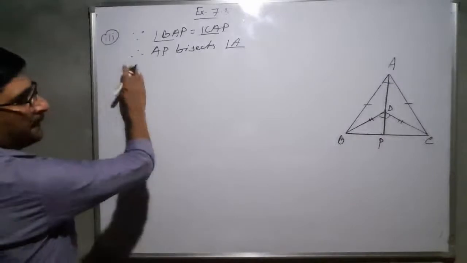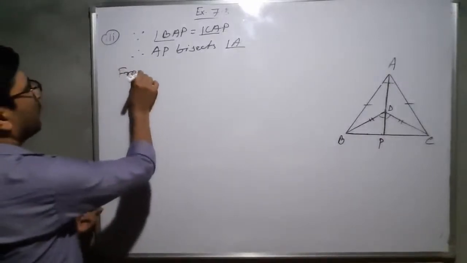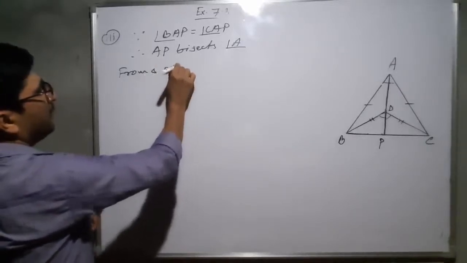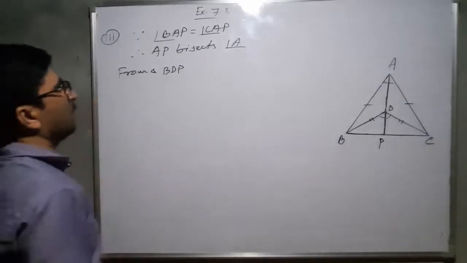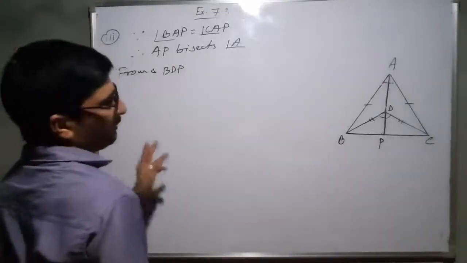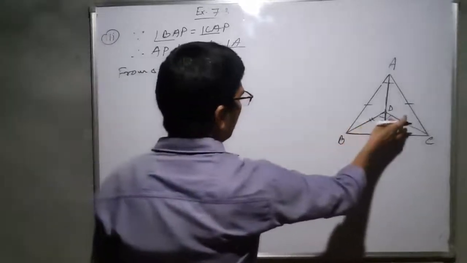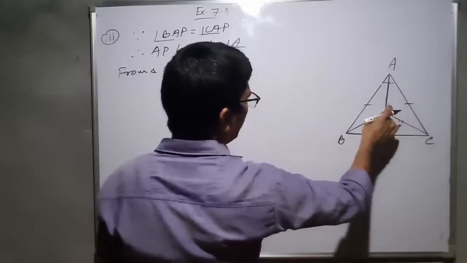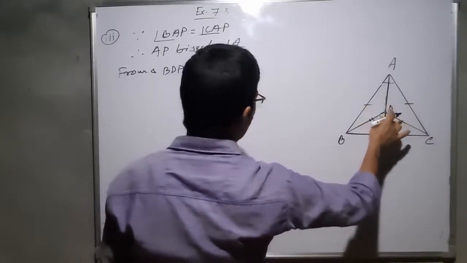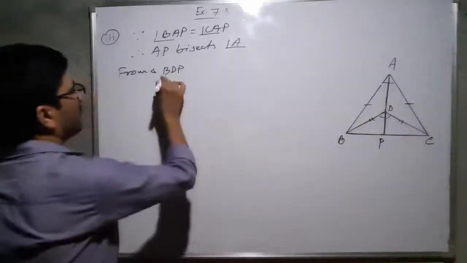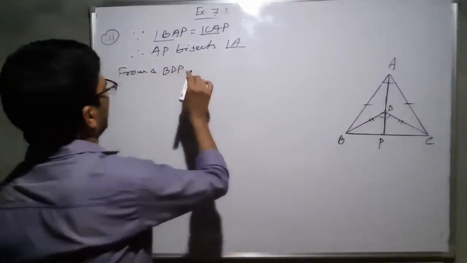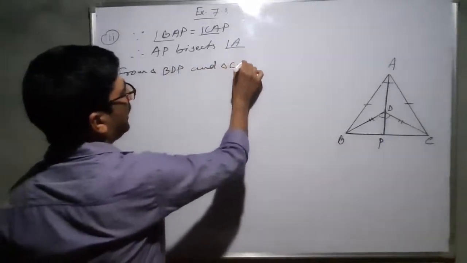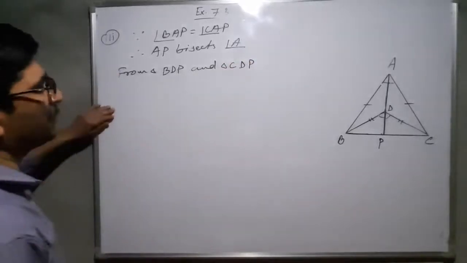Okay, so check now from triangle BDP. Here it is not asked to prove BDP congruent to CDP. That is not asked. But to prove these two angles are equal, we need to prove these two are congruent. If you do not prove these two triangles congruent, you will have to go for some other options like the exterior angle property or some other ways. But this is the simplest way. Okay, from triangle BDP and triangle CDP, now we are going to prove these two triangles are congruent.